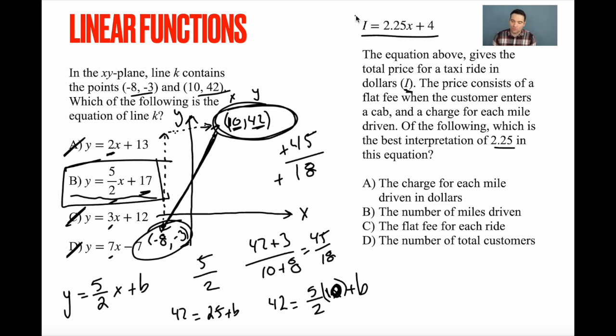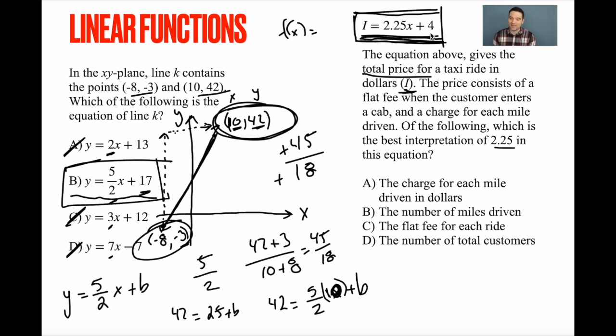Well, let's go back to the equation that they give us. I hope you notice this is a linear function. Y equals mx plus b. And I realize they don't use y here, they use a different variable. But it might as well say f of x equals 2.25x plus 4, or y equals 2.25x plus 4. Recognizing this in all its permutations is very important. Okay, so if this is a linear function, which it is, we know that I represents the total price of the taxi ride, right? So the total price of the taxi ride consists of a flat fee.